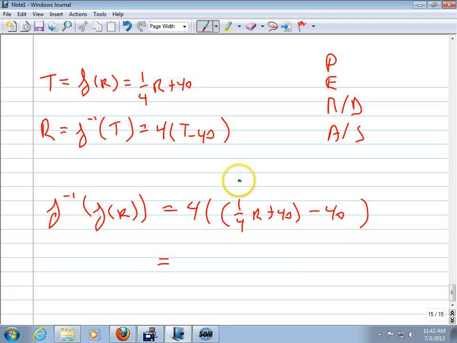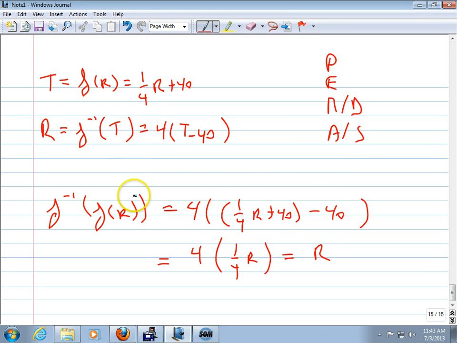According to please excuse my dear Aunt Sally, can I do anything in this inner parentheses, or is everything combined already? All right, so forget the inner parentheses. What about these 40s? They cancel. So all that's left is 4 times 1/4 of r. But what happens to the 4s? And all you get is r. Everything else canceled out. That's the point. That's what you use inverse functions for, to simplify stuff. Okay? What about the other way around? What about f of f inverse of t? Does everything cancel out to t?